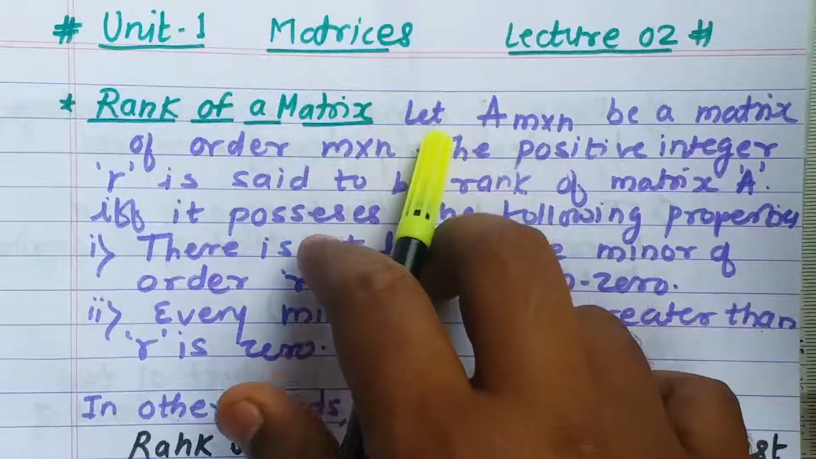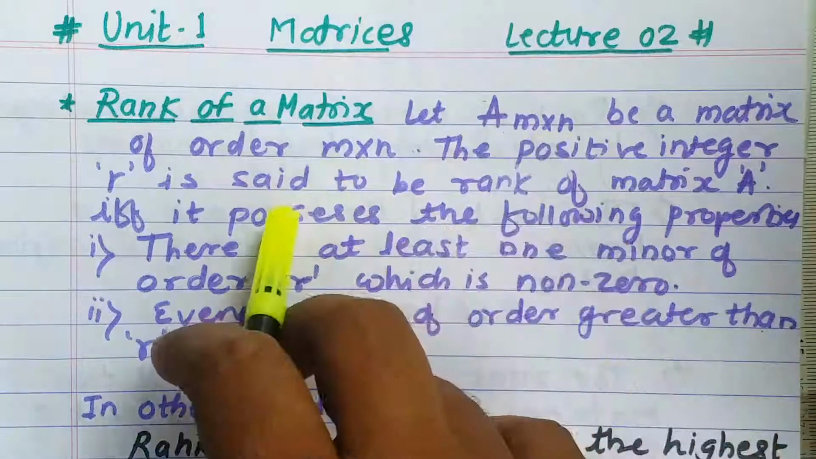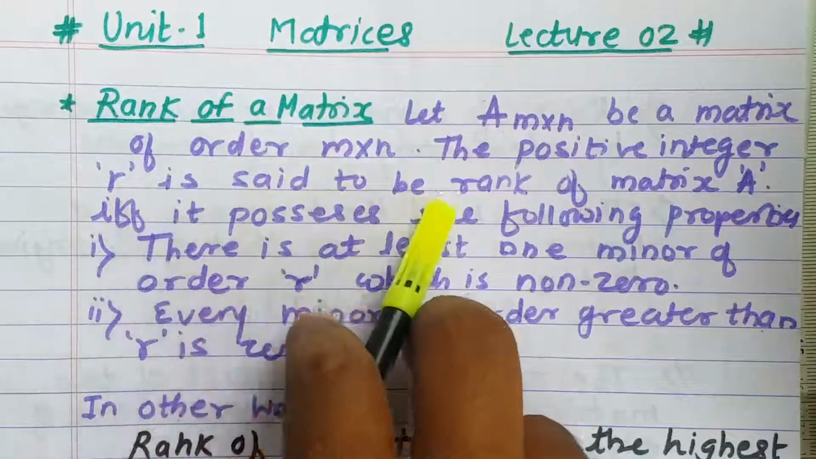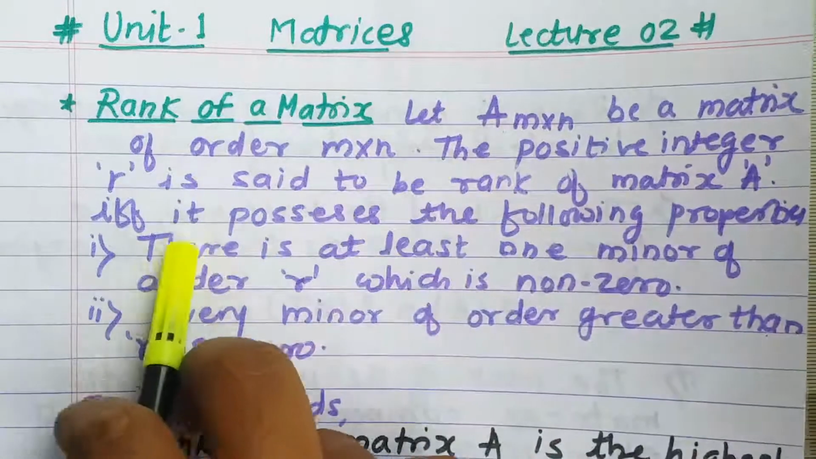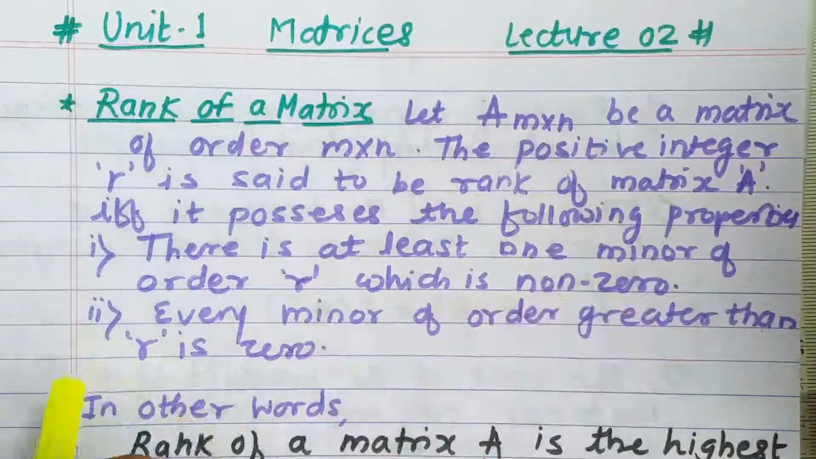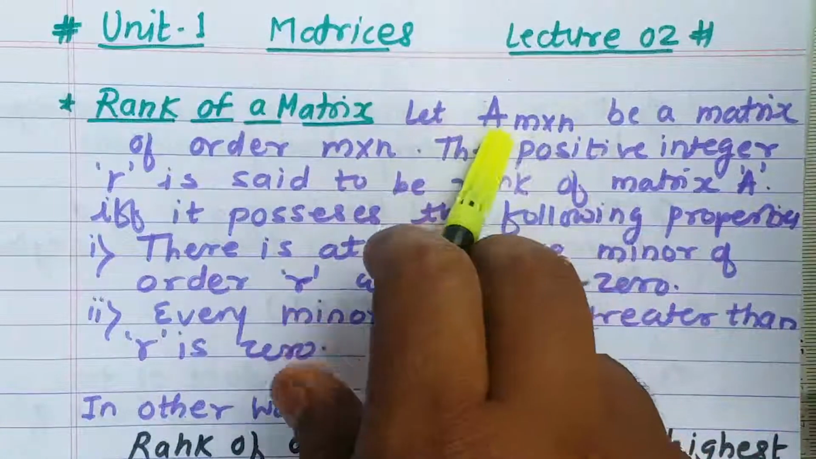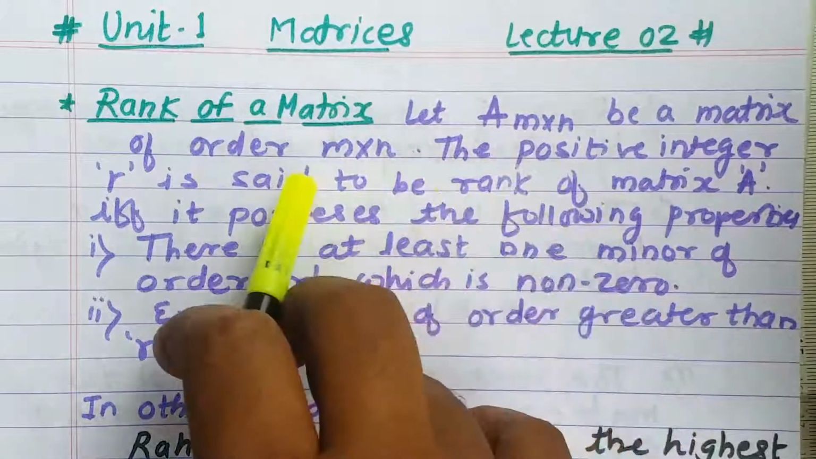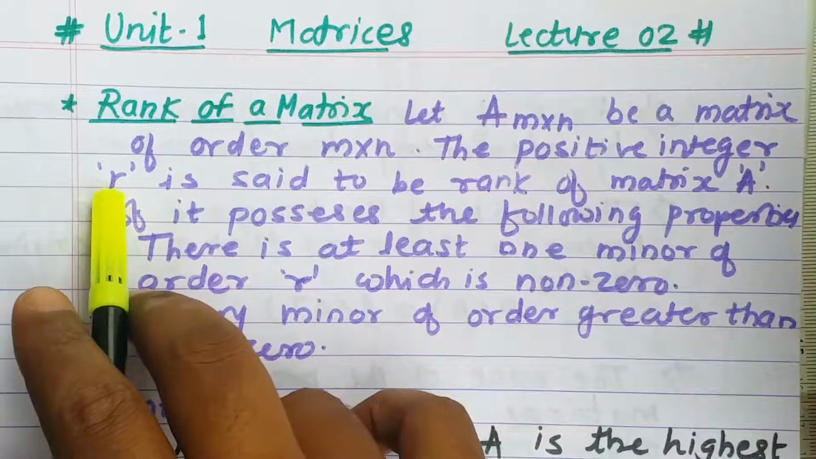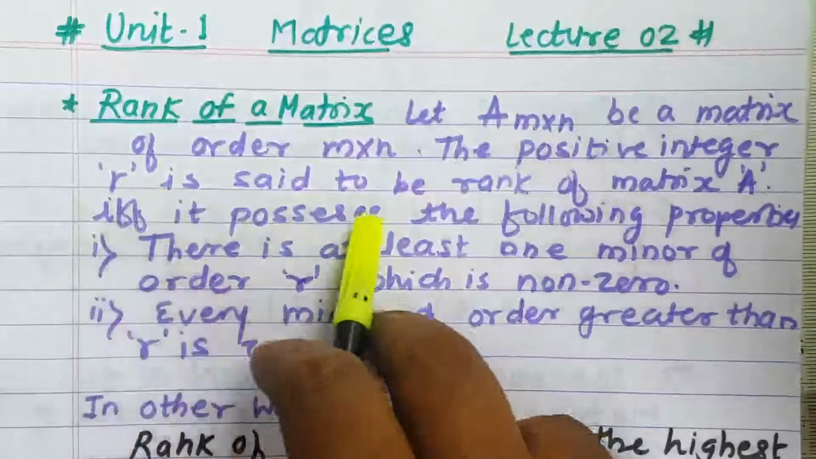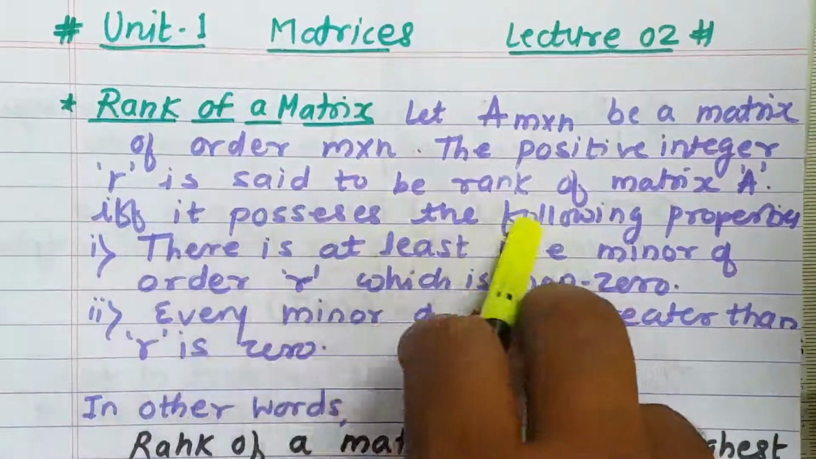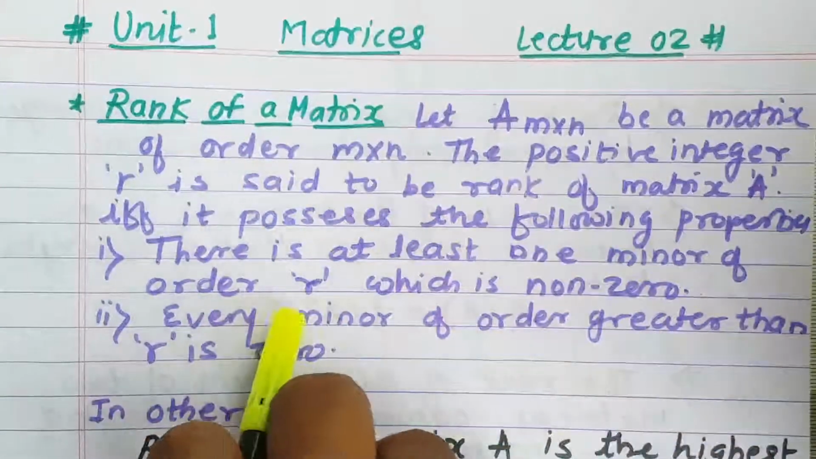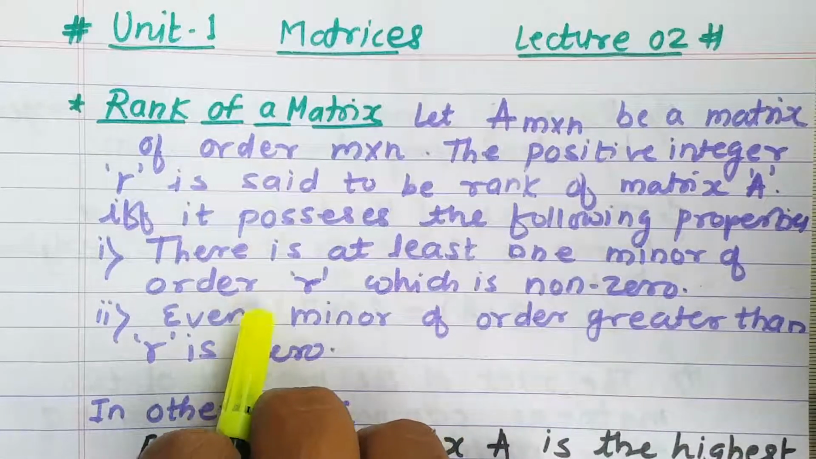For that, consider a matrix of order m by n. Then the positive integer r is said to be the rank of matrix A if and only if it possesses the following properties. Whenever we have a matrix of order m by n, some natural number, we denote it by small r, represents the rank of that matrix, and that number is said to be the rank of matrix A if and only if it satisfies the following properties. So this is the definition of the rank of a matrix.